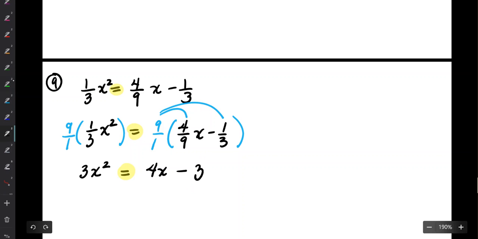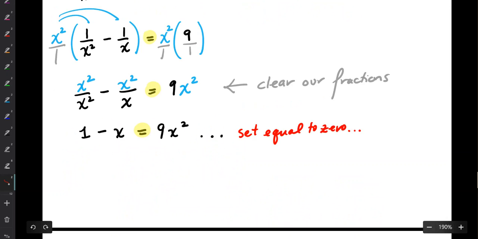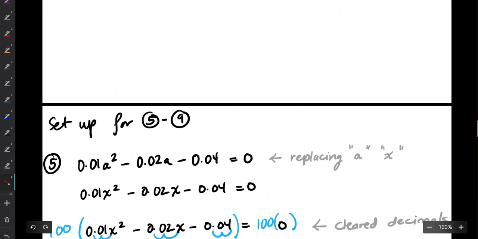And so now you're going to go ahead and set this equal to 0, and try to factor if you can, if that's your strategy. And if you're not able to factor, you're going to use your quadratic formula. All right, so this concludes our video of the setup for questions 5 through 9.